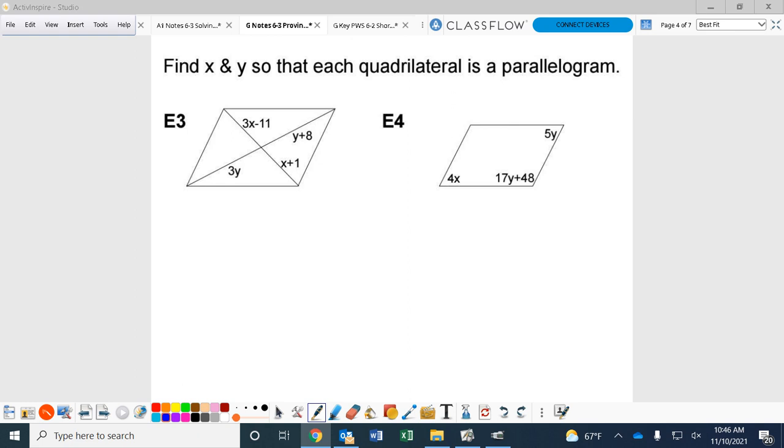Okay. Let me see if I can get it. Let's see what you got. The rule here is diagonals bisect each other. Let's see if you've got the answers I get.